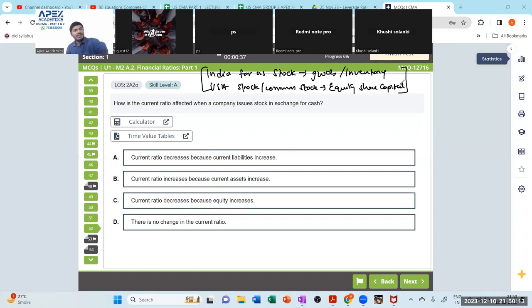I know you might know this. I'm just pointing it out for clarity. For us in India, stock is goods or inventory. But in the USA, stock is equity share capital. So we have to do America Jindabad because we are doing US CMA. No option. Now, how is the current ratio affected when a company issues stock in exchange for cash? Pass the journal entry. Debit what comes in?